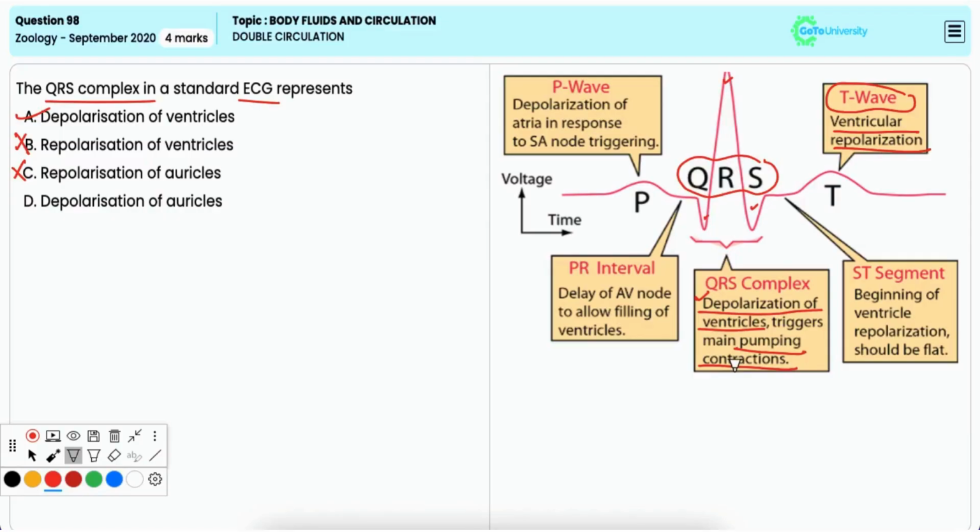Option D, depolarization of auricles. This is also incorrect. The depolarization of auricles is represented by the P wave and not the QRS complex.